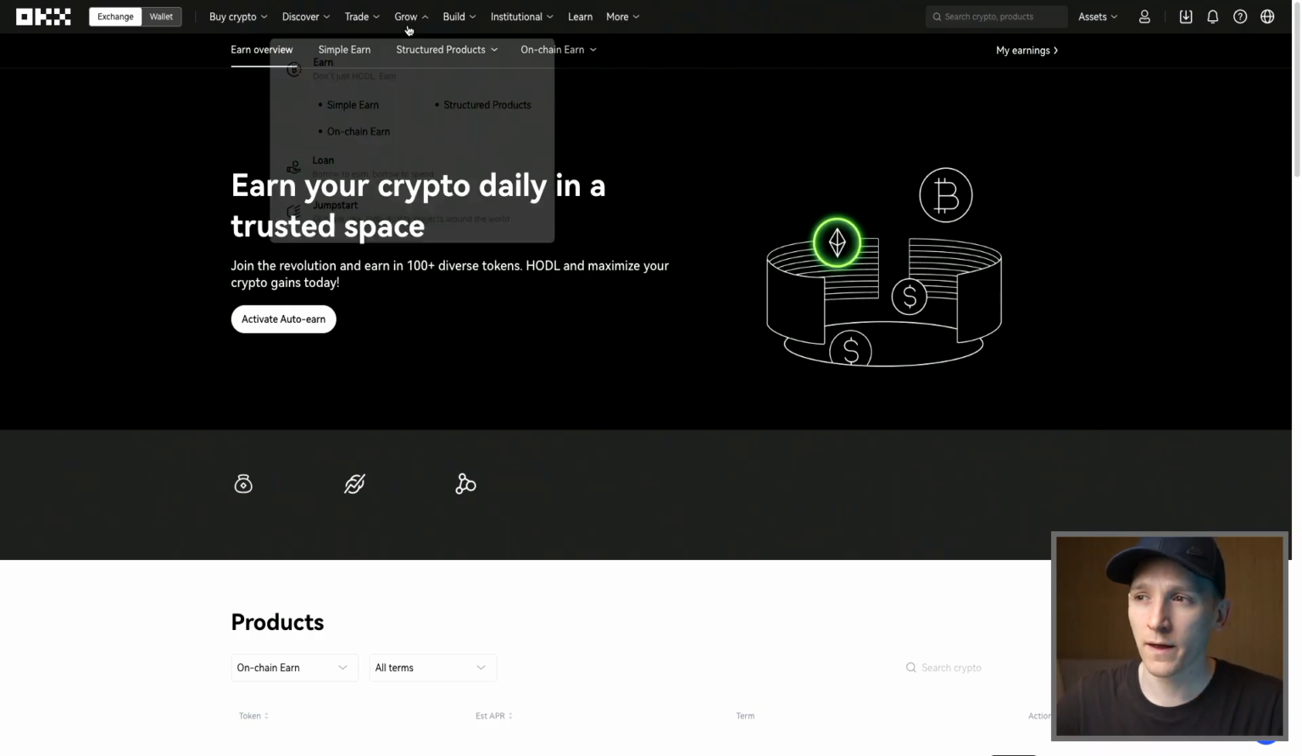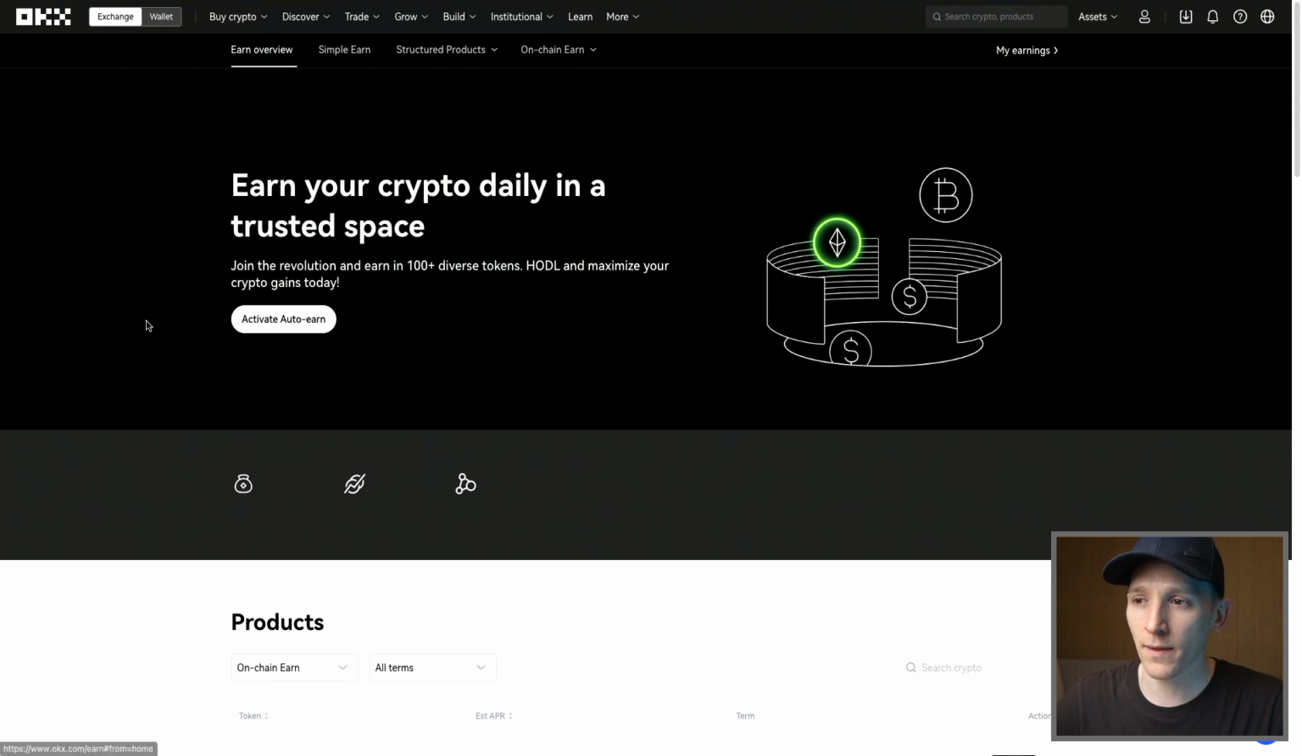Assuming you already have an OKX account, if you're looking to use the Earn platform, it's Grow up here and then Earn, and then it takes us through to this page.